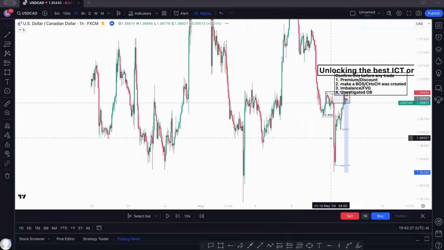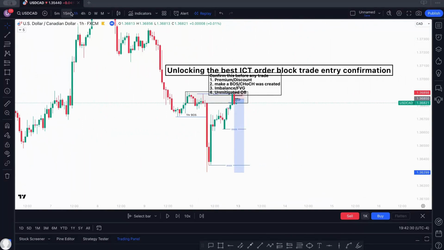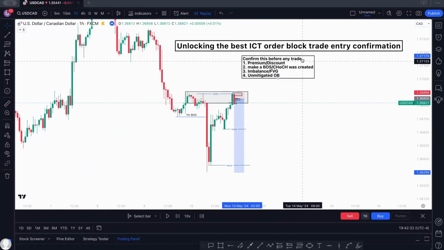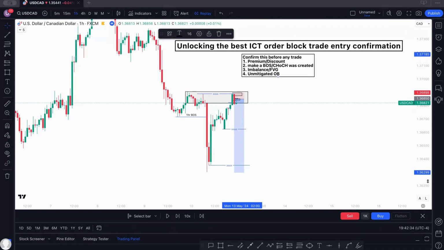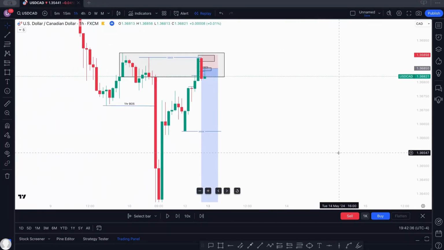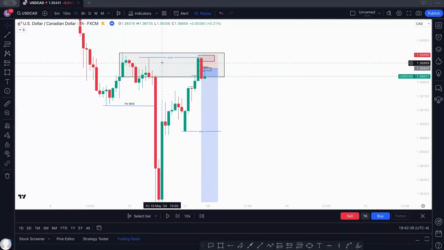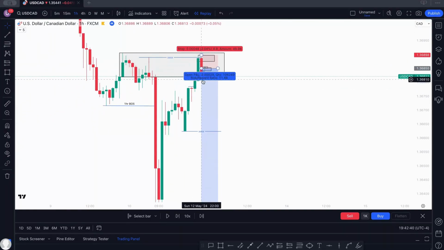Some individuals will tell you you can use 1 hour and 15 minutes. Some people will tell you you can use 1 hour and 5 minutes. It depends on you. Now, I'm not scared. Why? Because number one, an inducement has been taken out. And number two, what has happened? A shift in market structure has happened on 5 minutes.